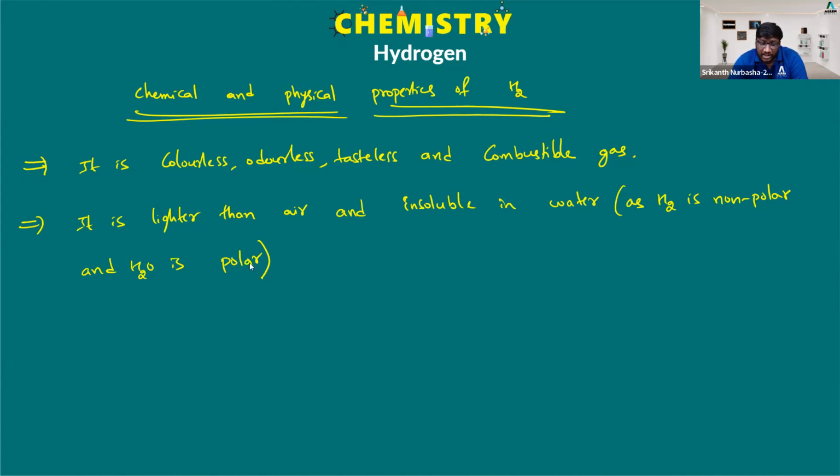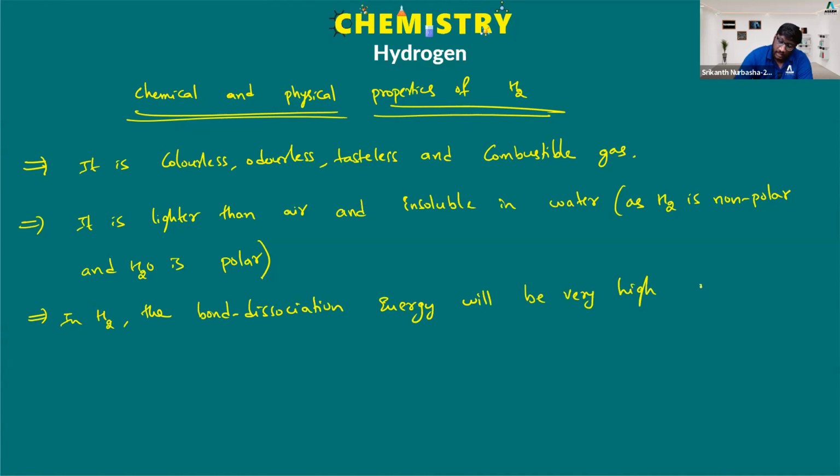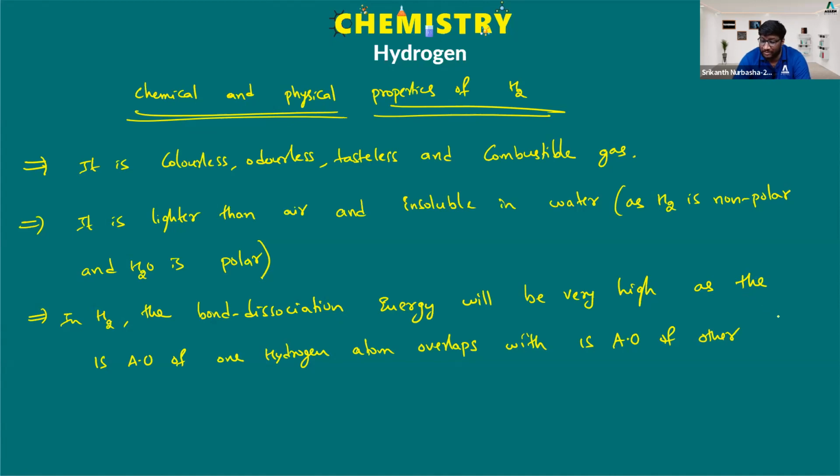And by studying the bond dissociation energy, we can say that H2 has one of the strongest single bonds. In H2, the bond dissociation energy will be very high as the 1s atomic orbital of one hydrogen atom overlaps with the 1s atomic orbital of the other hydrogen. 1s overlapping will be very strong because of the small size. Because of that strong overlapping, the bond energy is going to be greater.